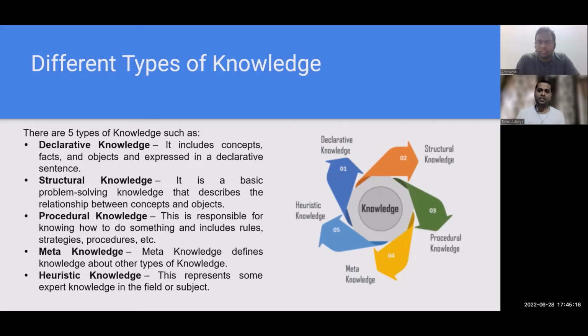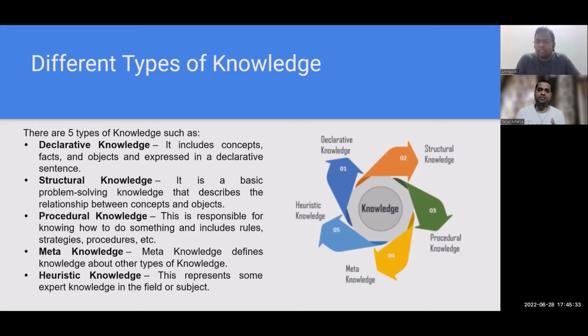Then you have procedural knowledge. It is like knowing how to do something, and includes rules and strategies. So it is all connected. As you see, a pattern is forming. All the different types of knowledge are connected to each other.